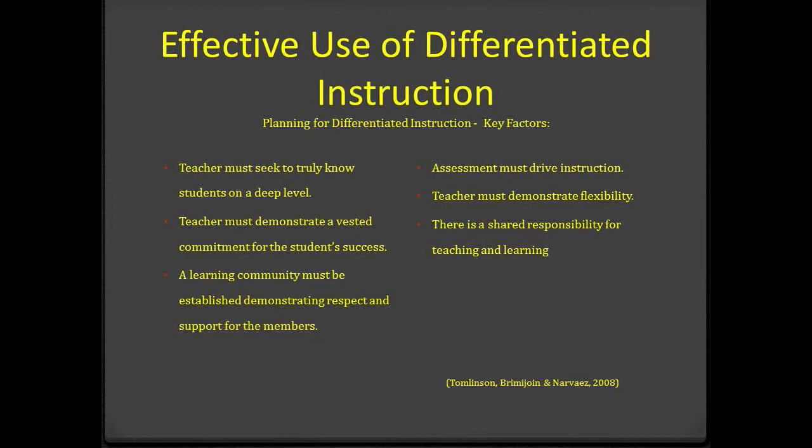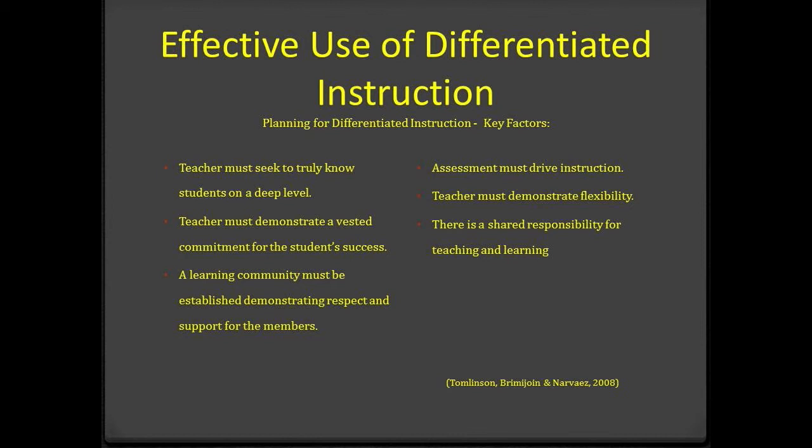The teacher must demonstrate to the student a vested commitment for the student's success by ensuring that the student is provided the physical and emotional resources to succeed. A learning community must be established demonstrating respect and support for the members. Assessment must be used to drive and inform instruction, using pre-assessment data to understand individual starting points and ongoing assessment to monitor progress and to look for problem areas.